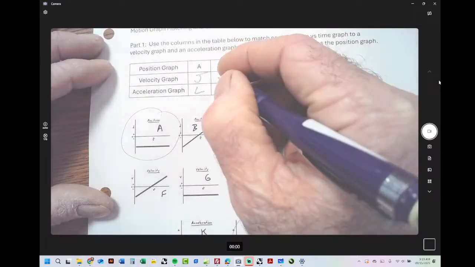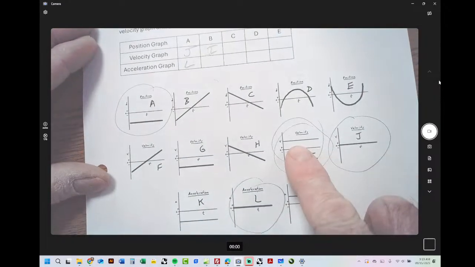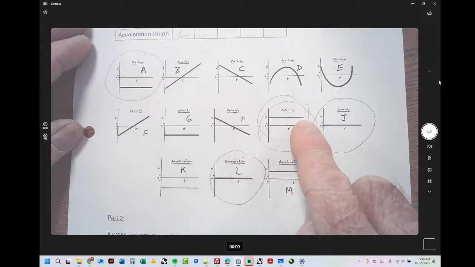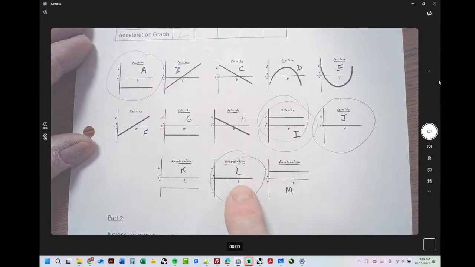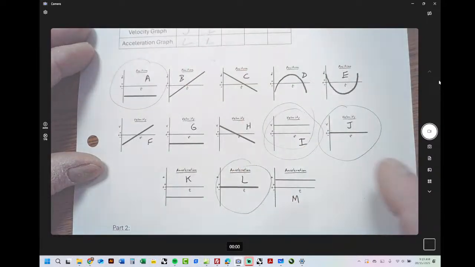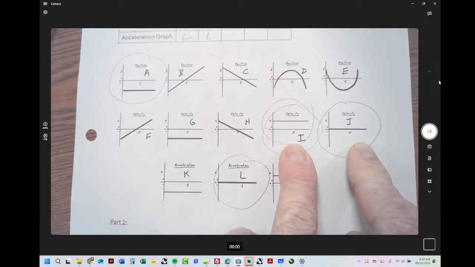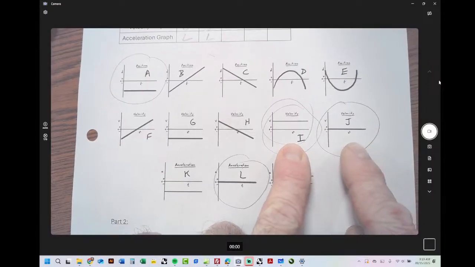And now look at this. Look at the slope. Slope is 0 the whole time. So an acceleration that's 0 the whole time is L again. So these have the same acceleration. They're different velocities, but the same acceleration.